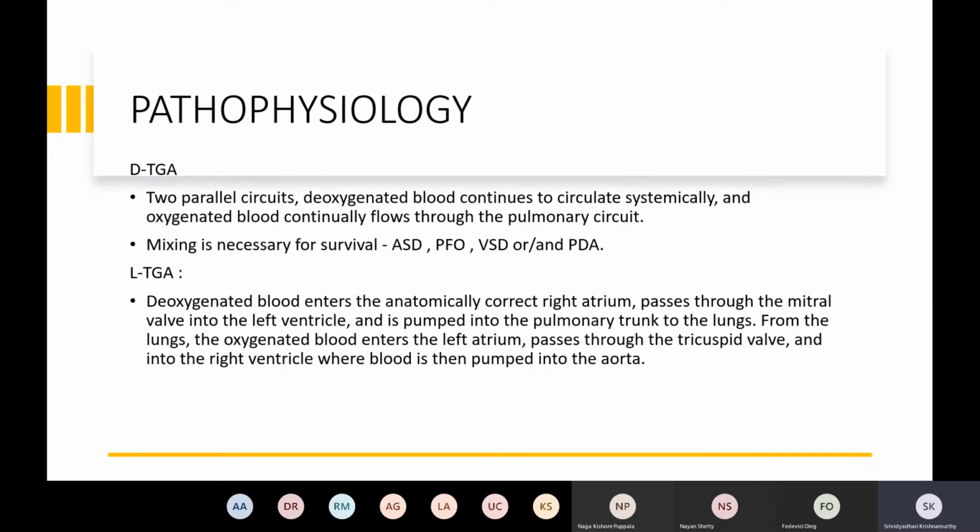Now, without any of these connections, of course, survival is affected, and that also influences at what time and how the baby presents.